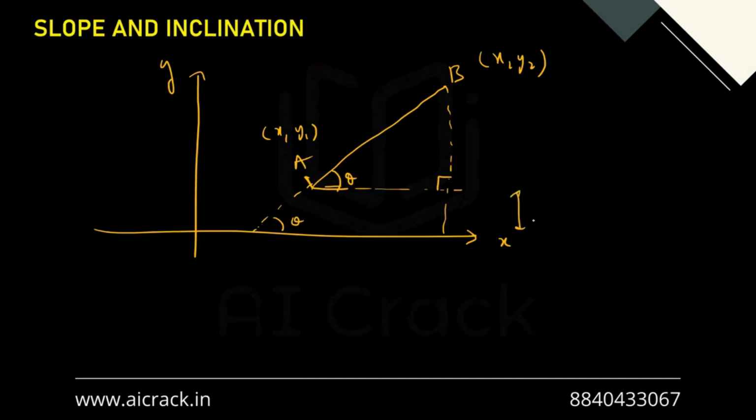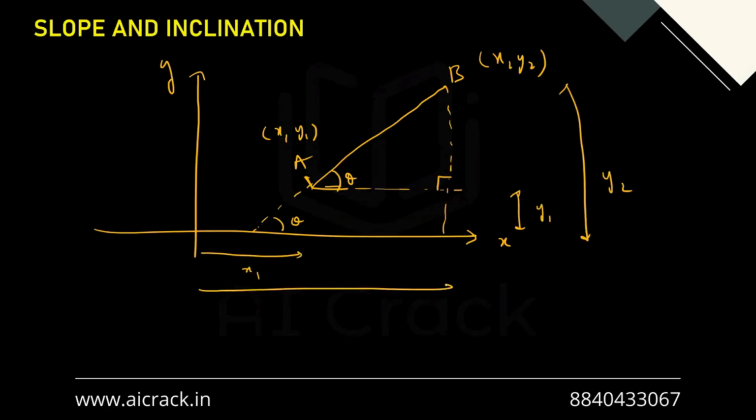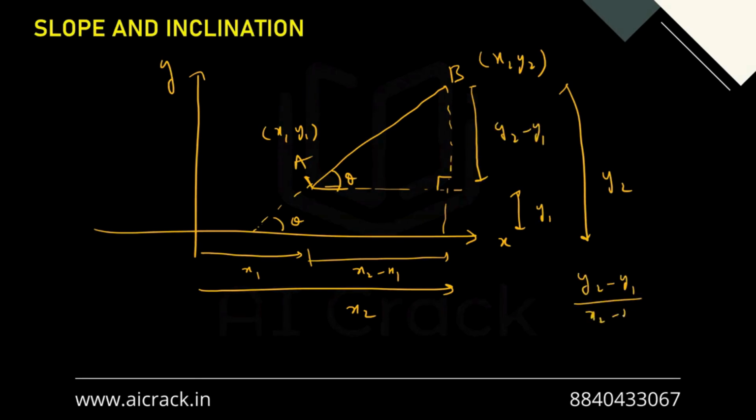Now this distance is y1, this distance is y2, this distance is x1, and this distance is x2. So basically this distance is x2 minus x1, and this distance is y2 minus y1. Now if I try to write the slope, that would be y2 minus y1 divided by x2 minus x1, and that is nothing but tan theta.